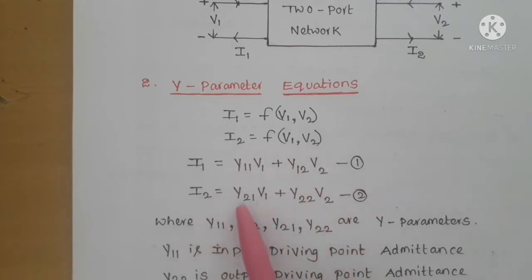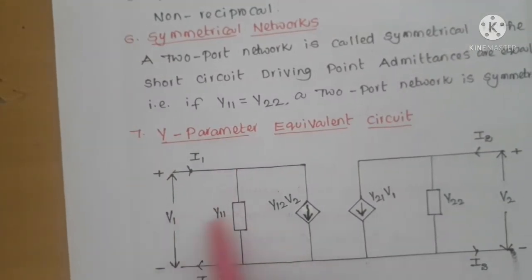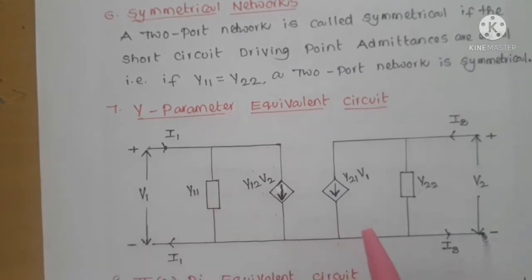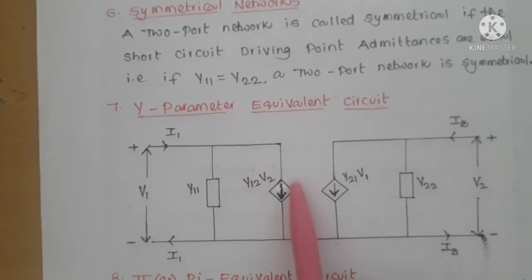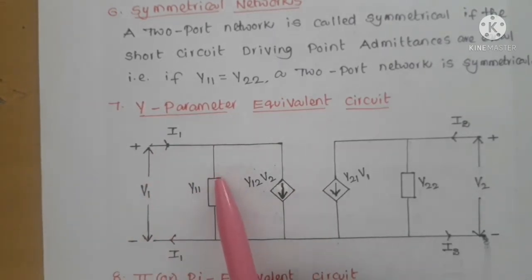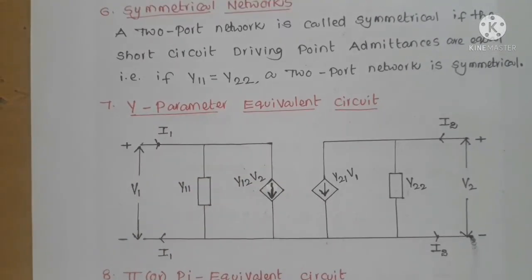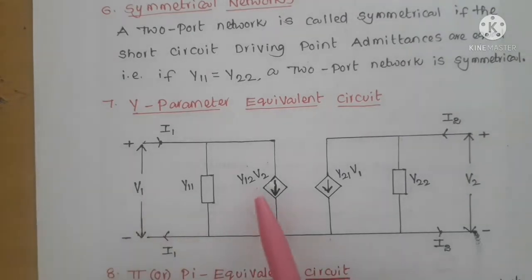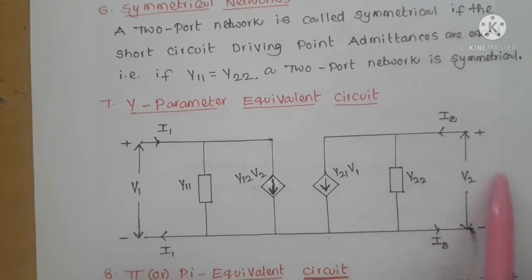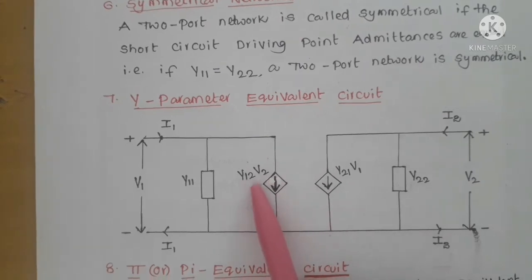Similarly, I2 equals y21 v1 plus y22 v2. So the sum of two currents equals current I2. Here I1 equals y11 v1 plus y12 v2. y11 v1 is one current, and y12 v2 is a dependent one. Already v1 is there here. If you multiply this v1 with y11, we get one component of I1. So I1 has two currents: one is y11 into v1, and the second current is y12 v2. So v2 is related to port 2. That's why, to satisfy the term, we are taking a dependent current source whose value is y12 v2.